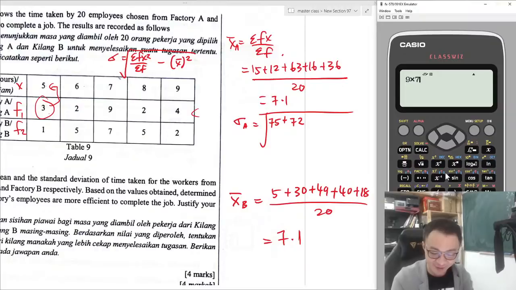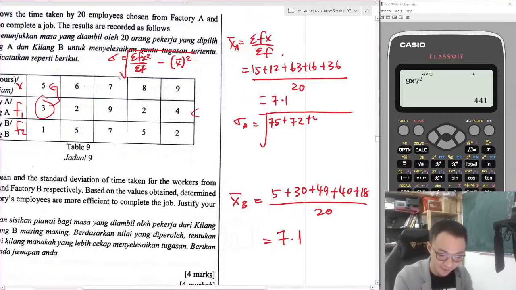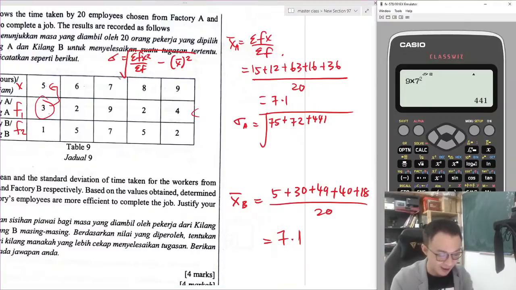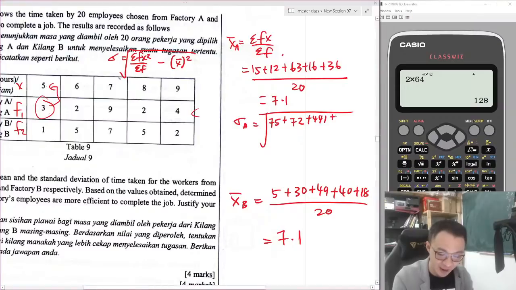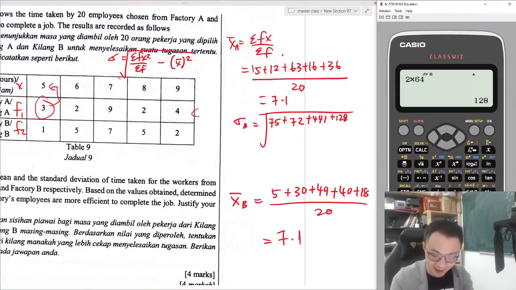Then 9 times 7 squared, so it's 441. And then plus 2 times 64, so it's 128. Then plus 4 times 81, 9 squared, alright?